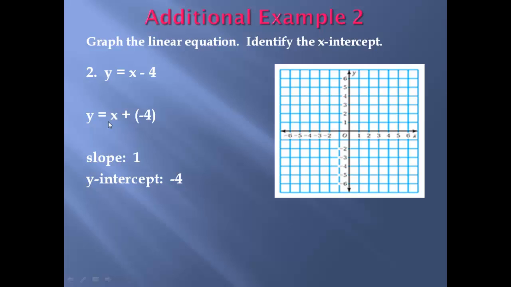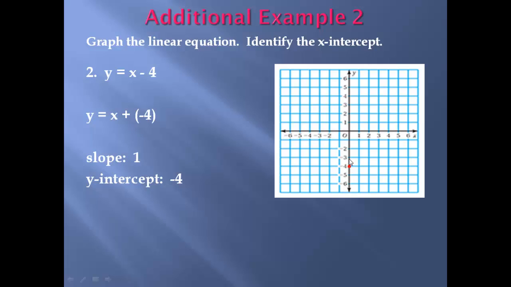We can use this y-intercept to help us graph. This would mean that we would plot the point 0, negative 4. So if we're here at 0, we don't go left or right because our first number is 0, and then we would go down to negative 4, and we'd make our point. Now our slope is 1.